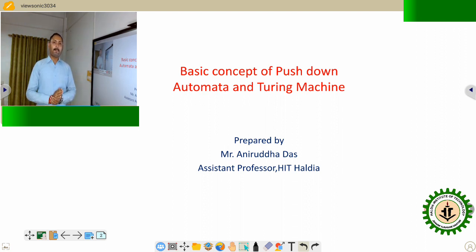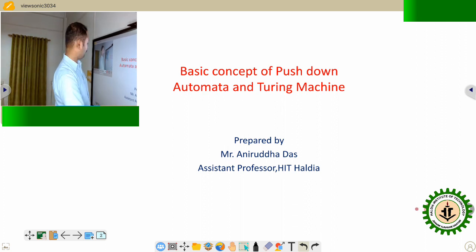By using the pumping lemma we can prove that these types of languages, a to the power n, b to the power n, or a to the power n, b to the power n, c to the power n, cannot be accepted by finite automata or non-deterministic finite automata. That is why we need these types of automata, which are known as the pushdown automata and Turing machine.